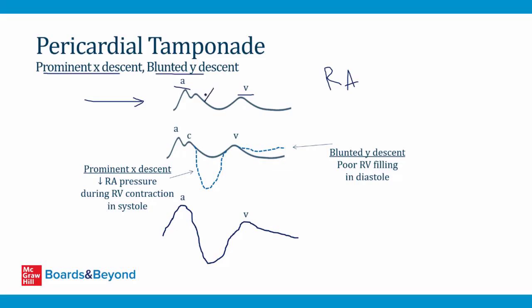So this is the X descent right here in the normal venous pressure tracing, and it occurs because the right atrium is relaxing, the walls are moving outward, and that causes the pressure to start to come down. That's why this is called the X descent. What happens in patients with tamponade is the X descent becomes much more prominent and deeper, like what I've shown right here. The reason this happens is because there's a much bigger drop compared to normal in the right atrial pressure as the right atrium relaxes, and this is caused by the right ventricle contracting in systole.